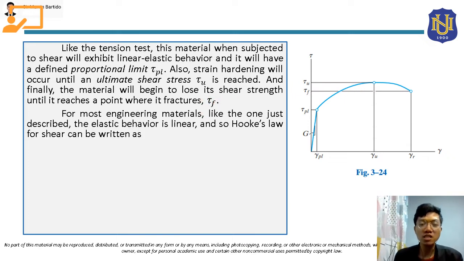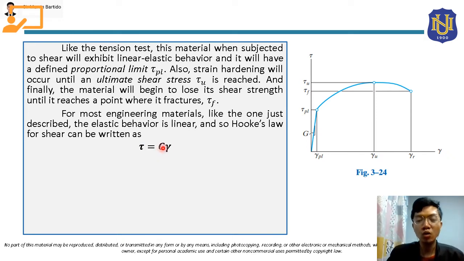So for most engineering materials like the one just described, the elastic behavior is linear. And so Hooke's law for shear can be written as tau equal to capital letter G times gamma. Again, this is Hooke's law, and this can only be applied for the values of stress and strain until this point, which is the proportional limit, since only up to this point will this curve be a straight line.